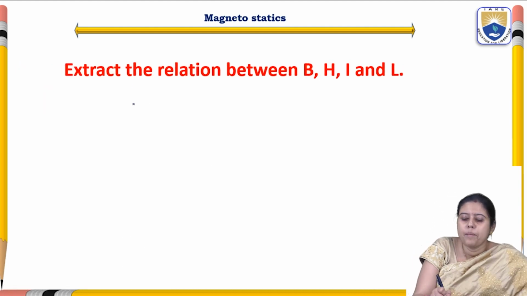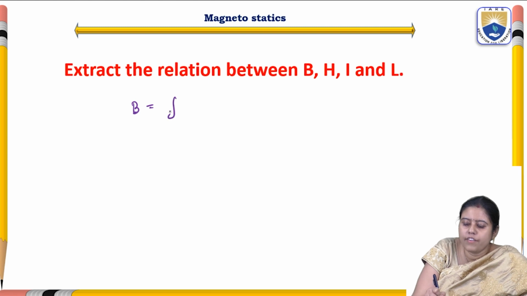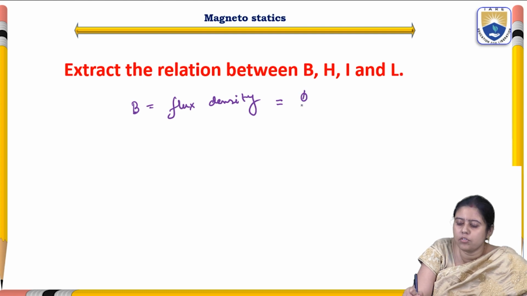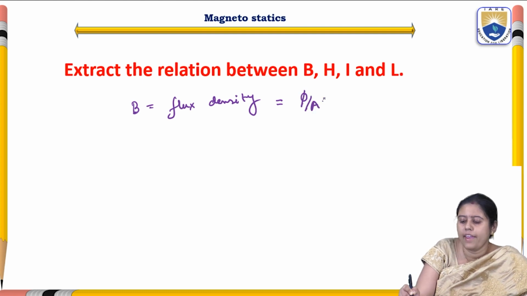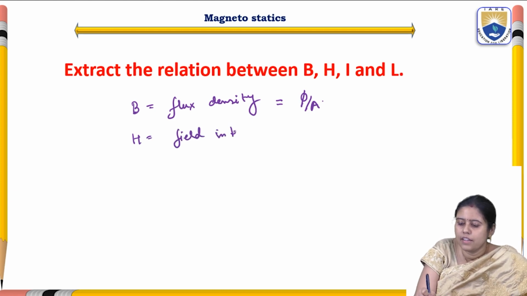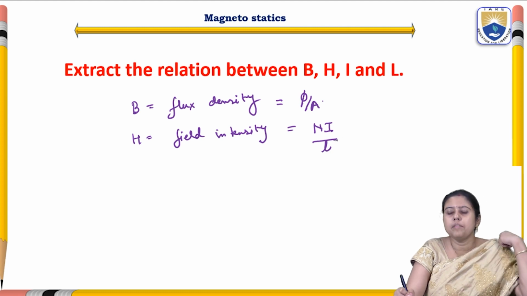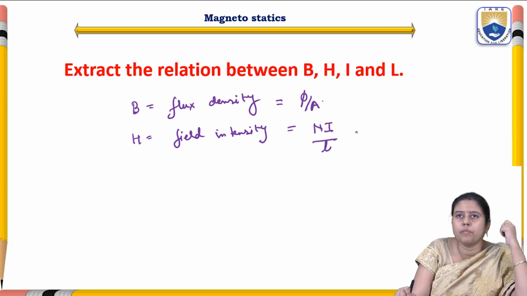What is B? B is known as the flux density. And what is flux density? Flux density is equal to phi by A. What is H? H is equal to field intensity. So we can write H is equal to Ni by L. L is the length of the line.